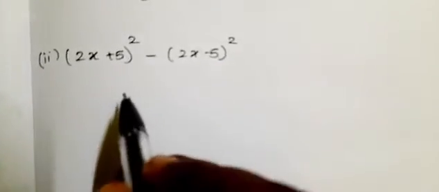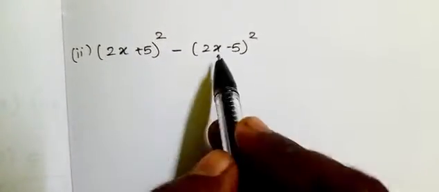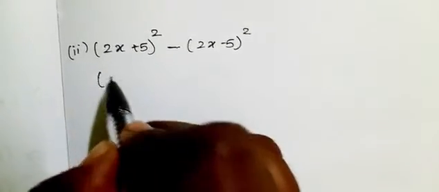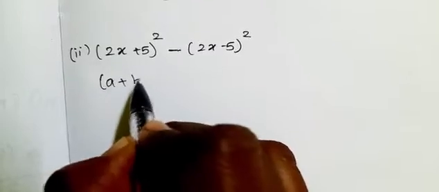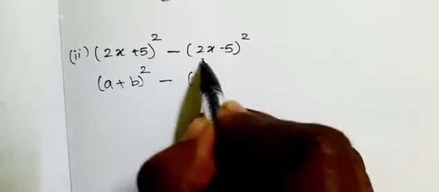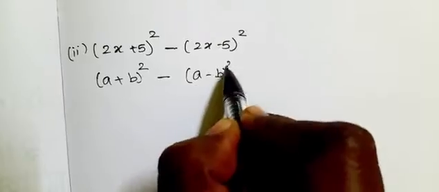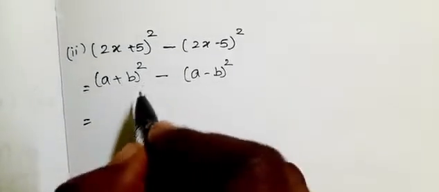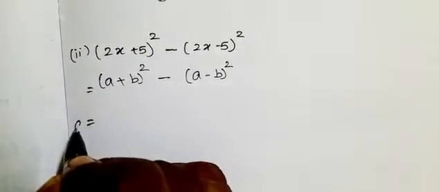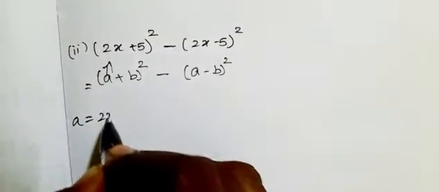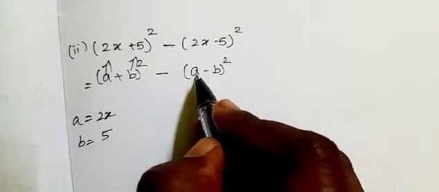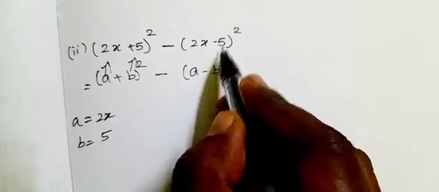Let us see the second question. In this question there are 2 brackets, so we have to use 2 identities, and also there is a minus in between the 2 expressions. So we can write it in the form of (a + b)² minus (a − b)². Before expanding, let's write the a and b values. The value of a is 2x, and the value of b is 5. Here also the value of a is 2x, and the value of b is 5.